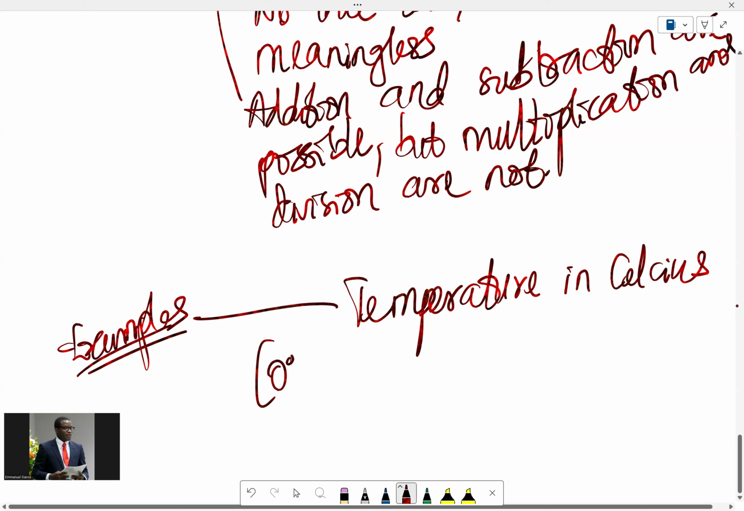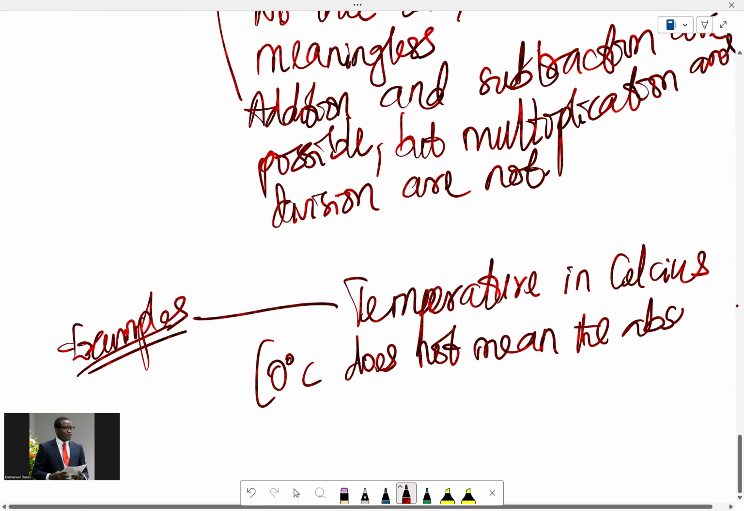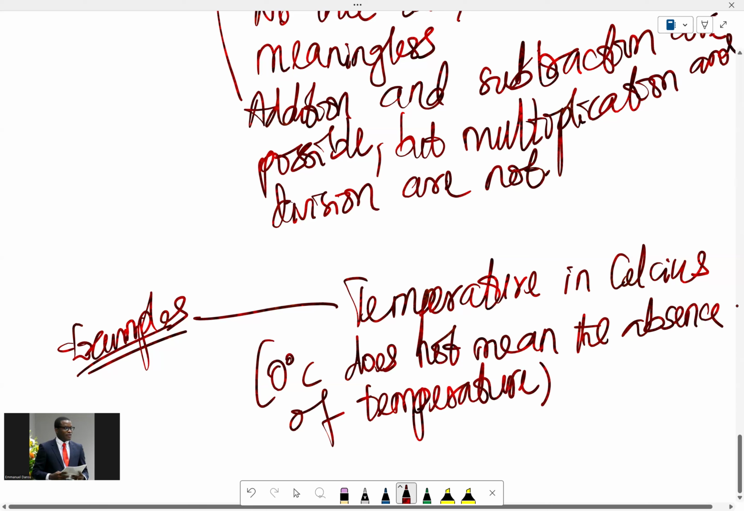So in this case, 0 degrees doesn't mean there's no temperature. 0 degrees does not mean the absence of temperature. And that is what we mean by saying there's no true zero, meaning that if there's a true zero, that means that at 0 degrees, temperature ceases to exist. For instance, if you say something is 0 meters long, it means the thing does not even exist.